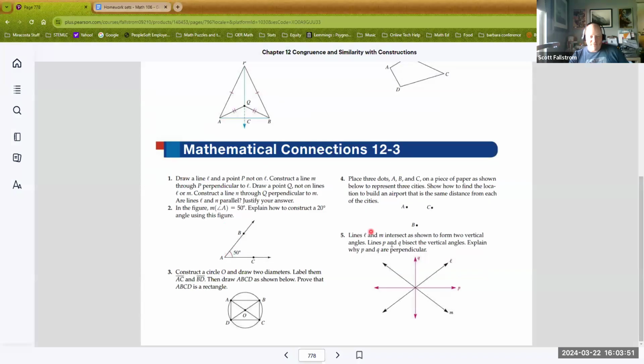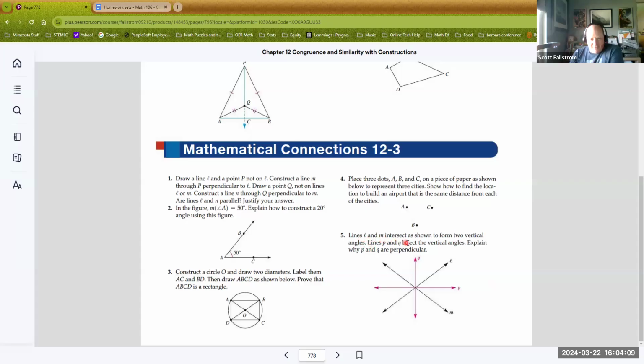Then we've got 4 through 5. Okay, 4 and 5. Place 3 dots on a piece of paper. Show how to find the location to build an airport that's the same distance from each of the cities. All right. This is one that we've now done a couple times. But that's it. How would you do it?